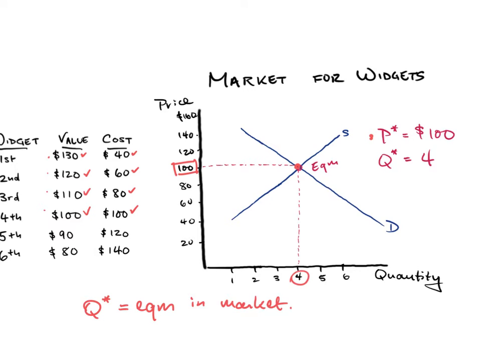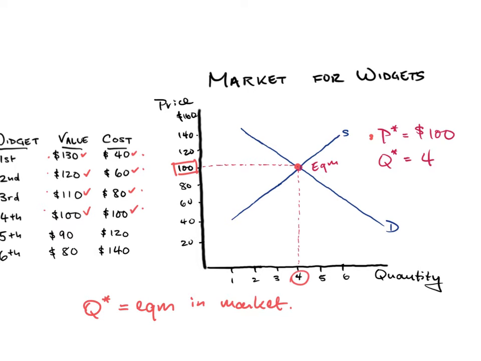The social planner would also require that the 4 factories with the lowest cost of producing widgets would produce them. That's the same thing that happens in the market. If the price of widgets is $100, there are 4 firms willing to supply widgets, and it is the 4 firms with the lowest costs. So the outcome is the same.